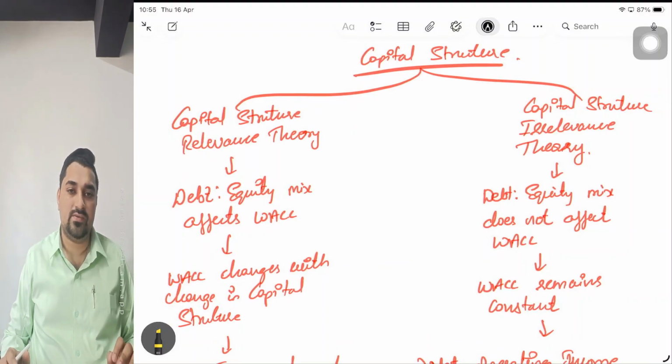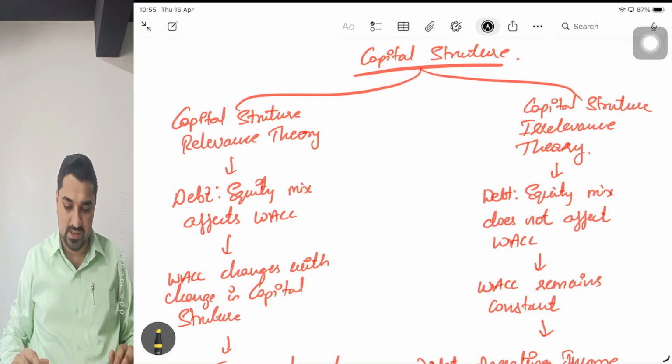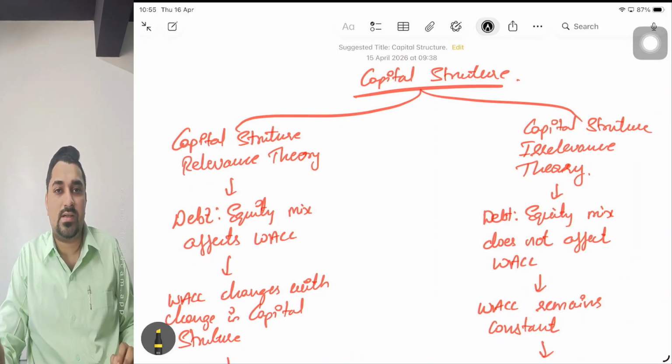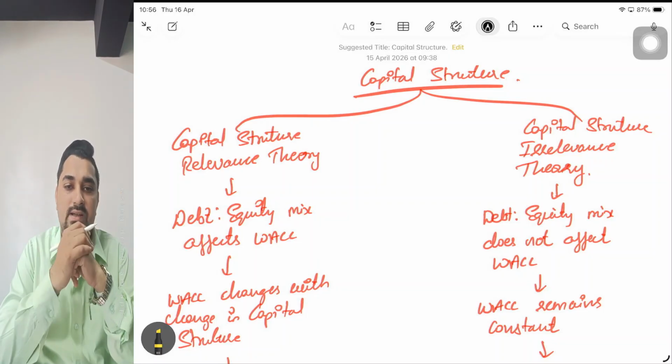What are we going to study? We'll study theories. Apart from theories, again there are certain concepts and there are full-fledged questions. So let us start with capital structure theories. Broadly, if I want to classify the capital structure chapter, I can classify it into two: capital structure relevance theory and capital structure irrelevance theory.